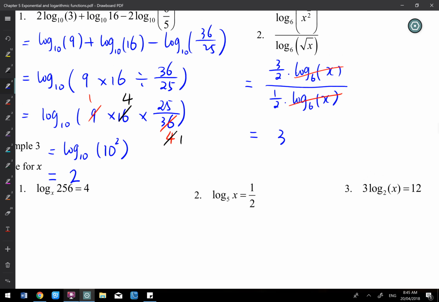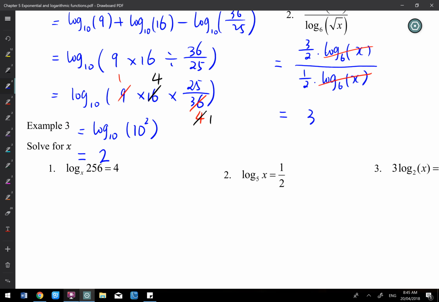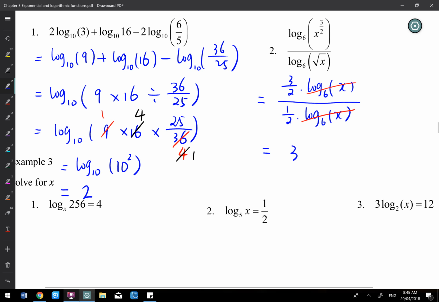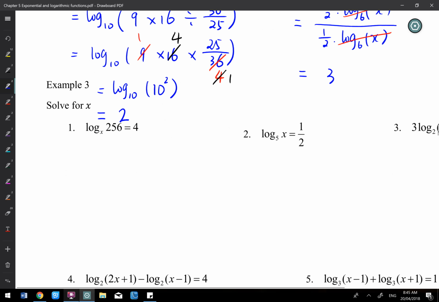Be very careful. Log divide log, you can't use the log 2. Okay, it's not log 2. So what we can do is drag the power into the front, or you use the change of base formula backwards. Okay, that's example 2 here.